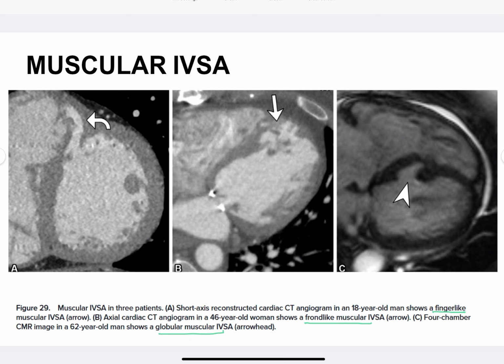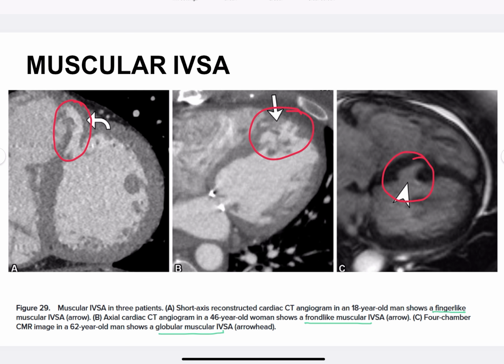These can be present in the muscular part, and depending on the shape, like in the first image, we call this finger-like muscular IVSA. In the second one, frond-like muscular IVSA, and in the third image, globular muscular IVSA, that is interventricular septal aneurysm.